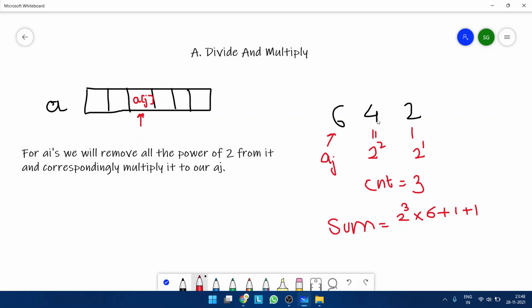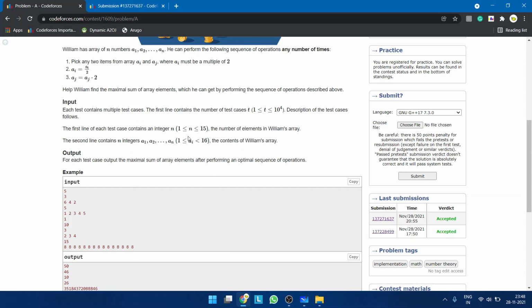So totally we will divide the whole array by 2 three times. So we have to multiply 6 by 2 three times. So 2 to the power 3 into 6 will be a sum, and the remaining will be 4 divided by 2 divided by 2, that is 1, and 2 divided by 2, that is 1. We can do the same thing by fixing a[j] to be 4, and a[j] to be 2, and this way we can solve the problem.